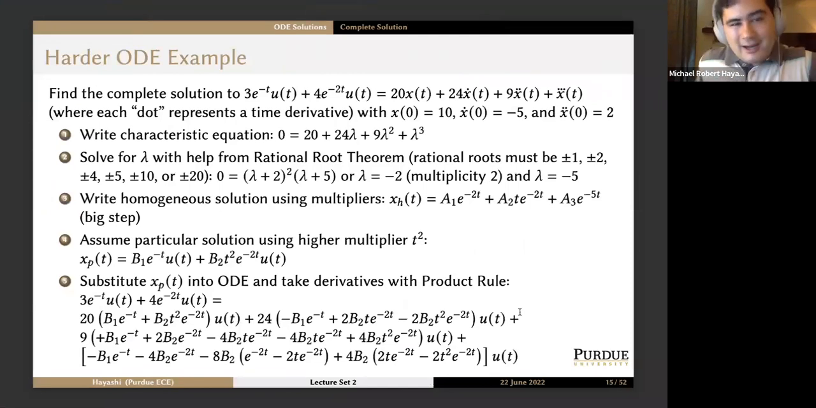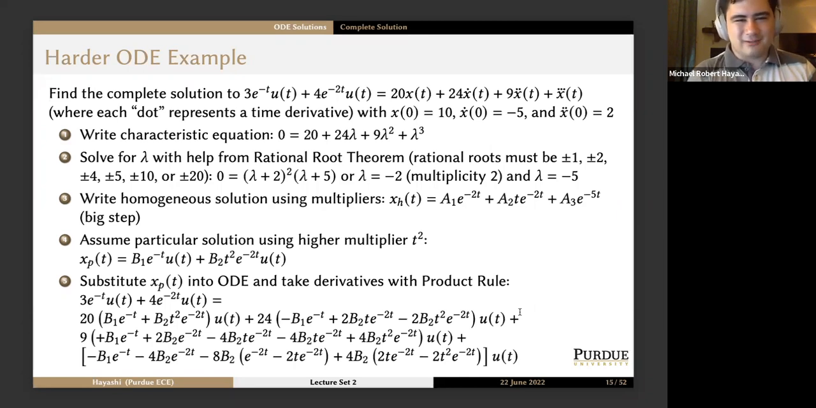So here is a harder ODE example. Find the complete solution to 3e to the negative t u of t plus 4e to the minus 2t u of t, the forcing function, equals 20x of t plus 24x dot of t plus 9x double dot of t plus x triple dot of t, where each dot represents a time derivative. So x dot of t is equal to dx of t dt. With the initial conditions x of 0 is equal to 10, x dot of 0 is equal to -5, and x double dot of 0 is equal to 2.